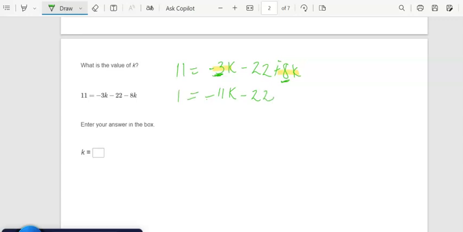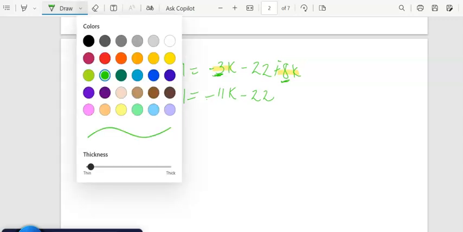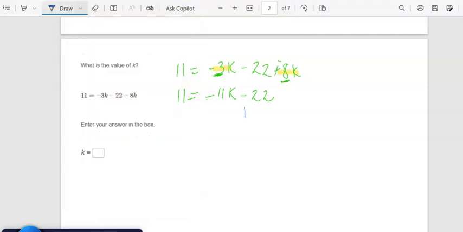And on the left side, we have 11. So we want to get the variable by itself, isolating that k. So we're going to do the opposite here, the minus 22. The opposite would be to add 22. And what you do to one side, you have to do the other. We're going to do 11 plus the 22, that's 33. Bring down the negative 11k.